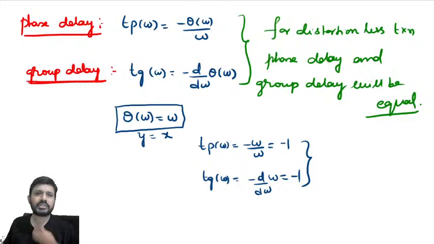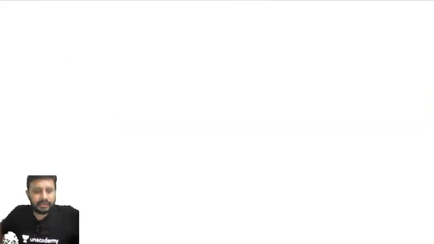These concepts, distortionless transmission and the previous ones we have seen, are important for analyzing intersymbol interference in digital communication. Now let's solve some problems. I think from the morning we are discussing only problems. Let's solve 2 or 3 problems and we'll wind up the class. First question.